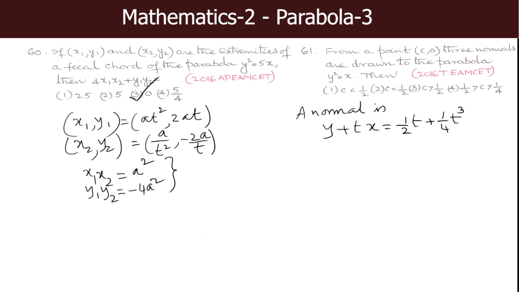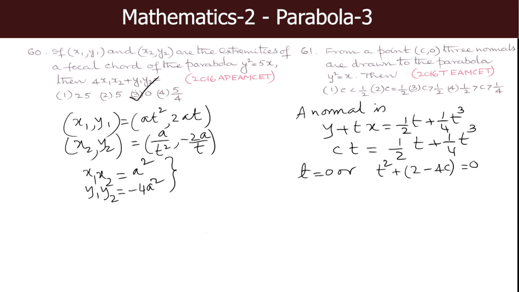A normal is drawn from the point (c, 0). 3 normals are drawn from the point (c, 0). That means by observing that this normal passes through (c, 0), you get a cubic in t that must have 3 distinct real roots. (c, 0) means ct = t/2 + t³/4. This gives us t = 0 or t² + 2 − 4c = 0, since t is common on both sides.